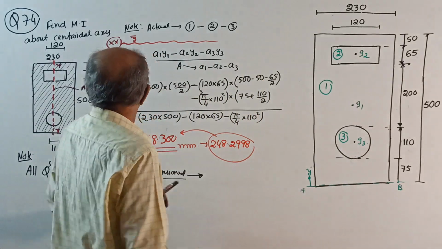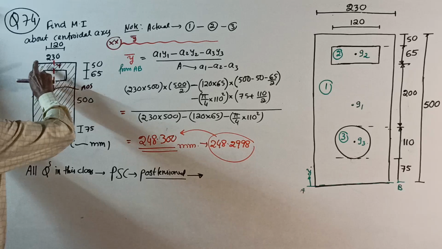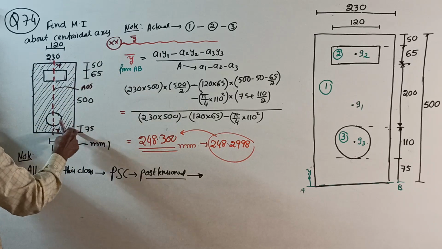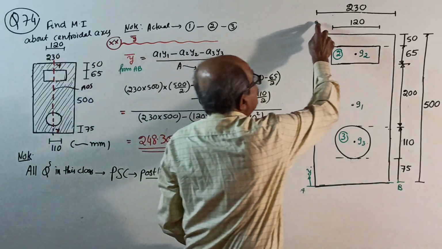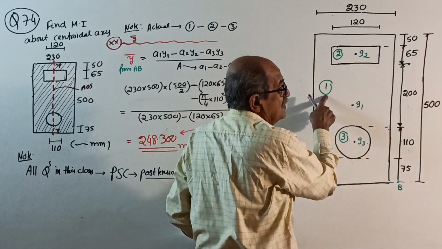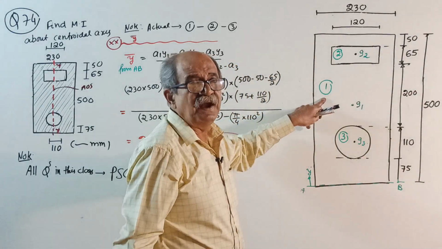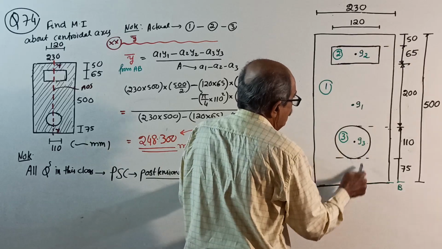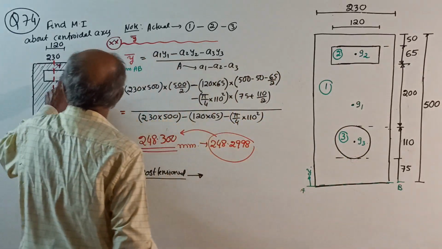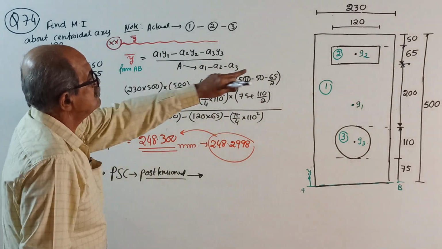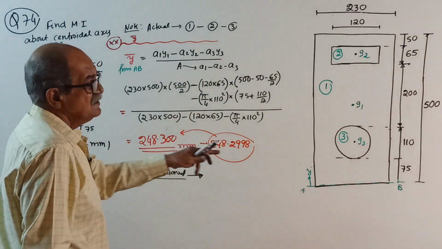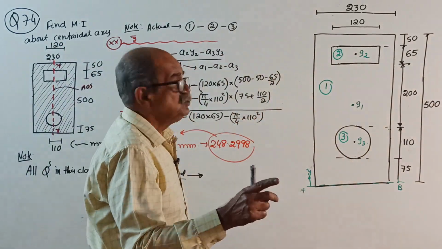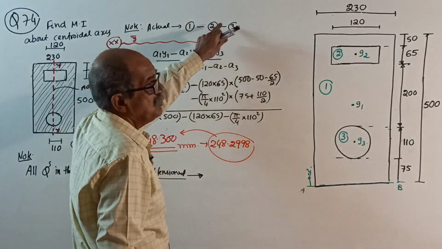Before that, consider how to divide into 3 parts. One is the full rectangle, 230 by 500. Make a note: 1 is the full rectangle. Its centroid will be here, at 500 by 2. Then 2 is the upper side rectangular cutout. 3 is the lower side circular cutout. So this is 2, this is 3. The actual is 1 minus 2 minus 3.